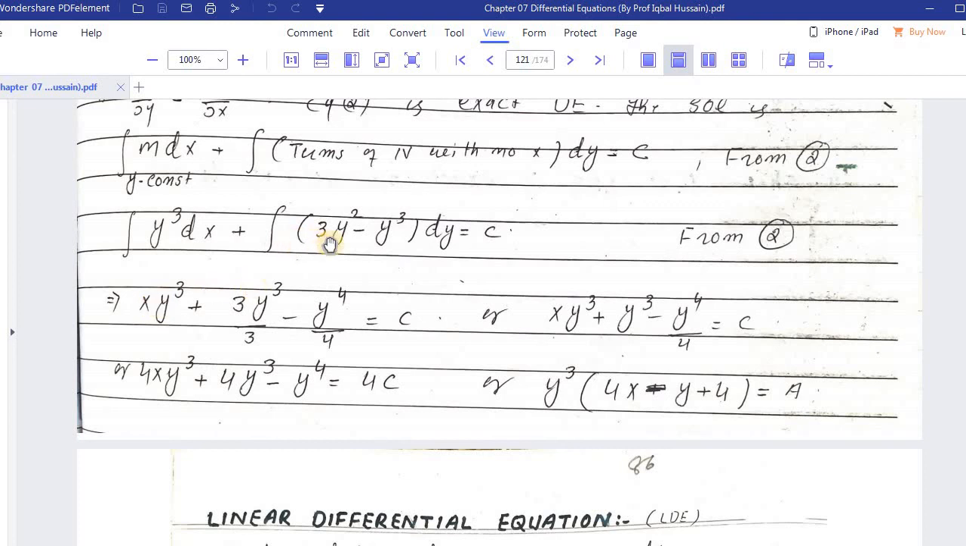Similarly, the integral of 3y square dy is equal to 3y cube over 3, minus the integral of y cube dy, which is equal to y to the fourth over 4, is equal to c. Now simplifying, this is the simplification. Further multiplying both sides by 4, replace 4c by a. So this is the general solution.